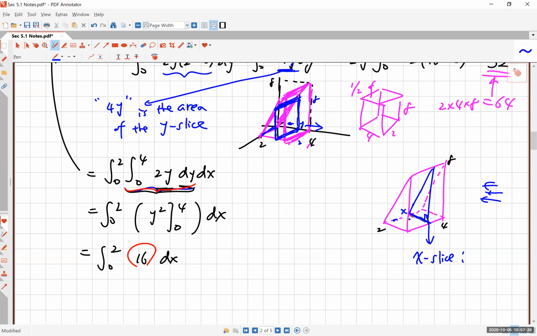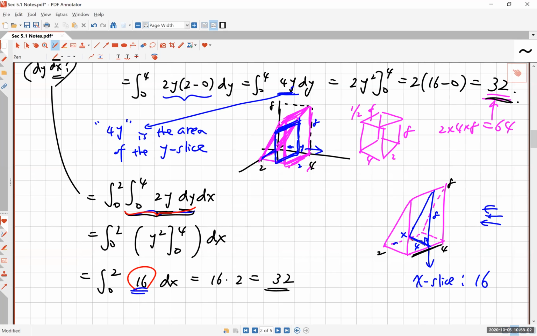You can see if x is 0 or 2, you still get the same congruent triangle. And this triangle has the base 4 and height 8. And of course, 4 times 8 divided by 2 is 16. So the area of this x slice is 16 everywhere. And that's what we just found, okay? Now we integrate from 0 to 2 because if you go this way, this length here is 2. And so you multiply this by 2 and you get 32. Of course, that's the same answer we got here. According to Fubini, you were supposed to get the same number, so you got it.